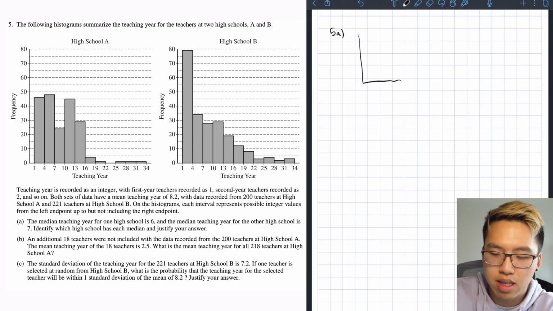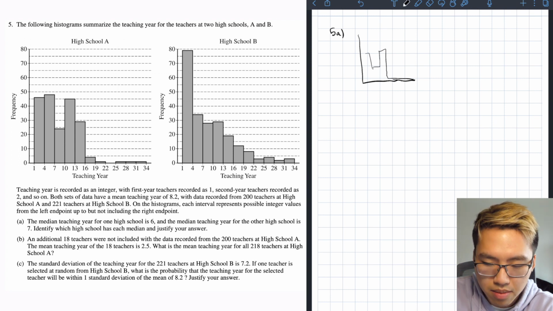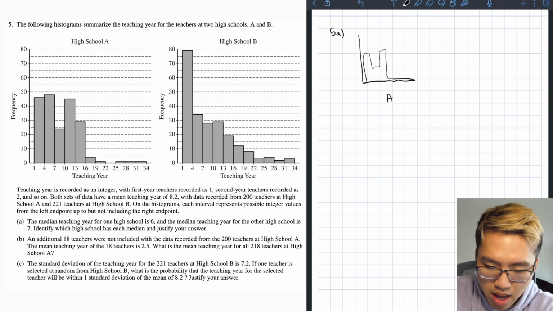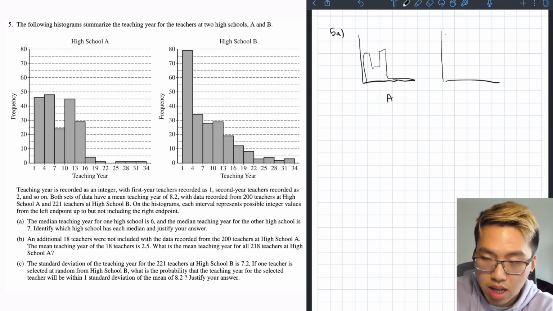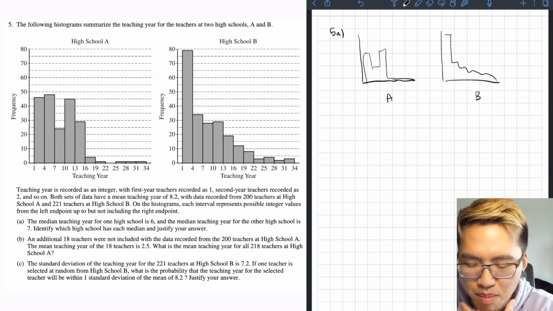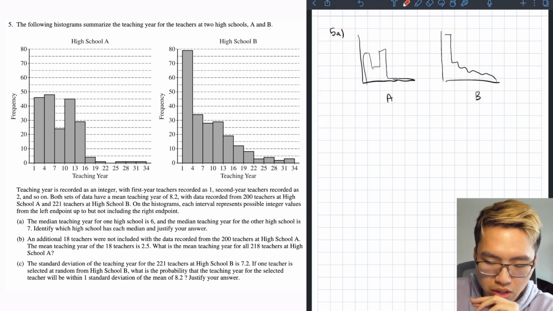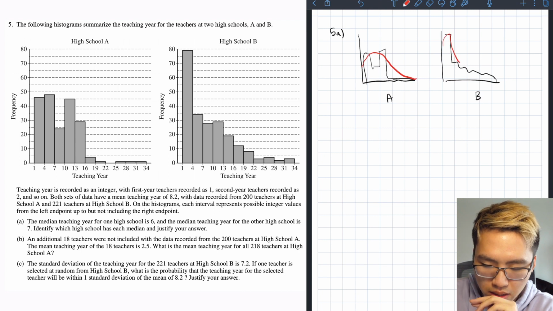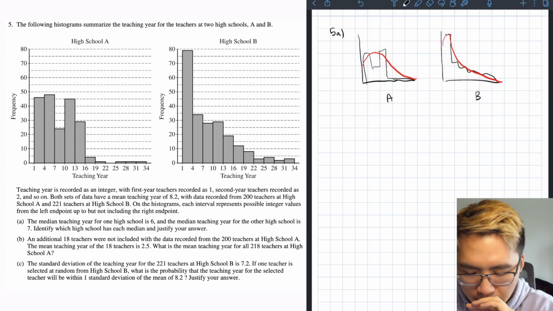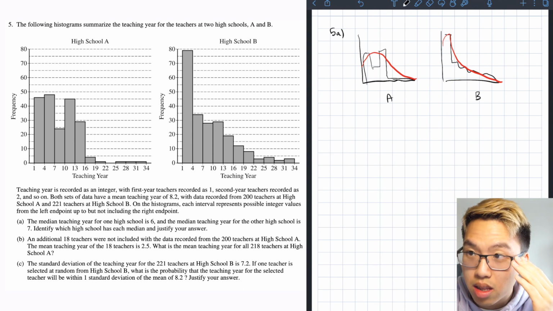So my initial thought is, let me just sketch out these histograms. Oh my God, that's ugly. Okay, so this is high school A, and high school B is that. So this is a really bad sketch. But if we were to draw a smooth distribution over it, you'd get something like this. And my intuition is that high school B probably has the lower median.